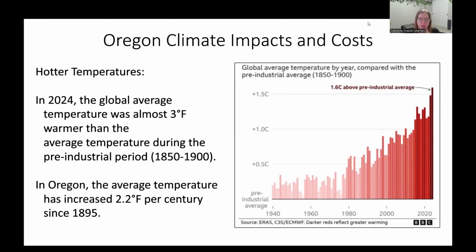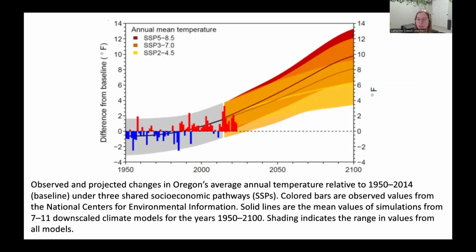What about how hot will it get? Well, we have predictions. So here we have observed and projected changes in Oregon specifically, average annual temperature relative to 1950 through 2014. So that is our reference line that we are calling zero. Remember, when we're looking at differences from baseline, we need a baseline. So our baseline is based on 1950 through 2014. This graph is showing us three projections from today. So here's the bar where today stops and the projections begin.